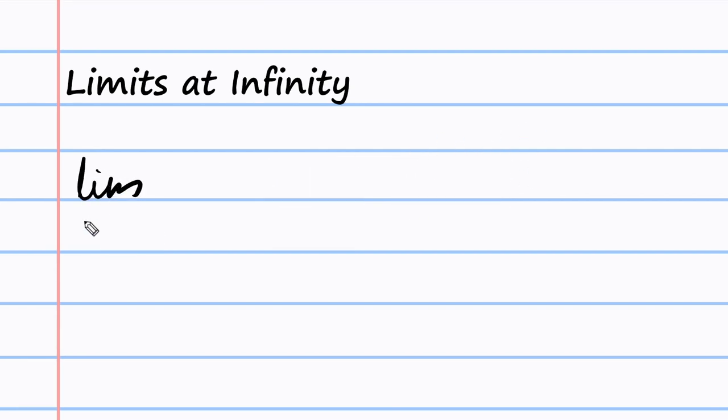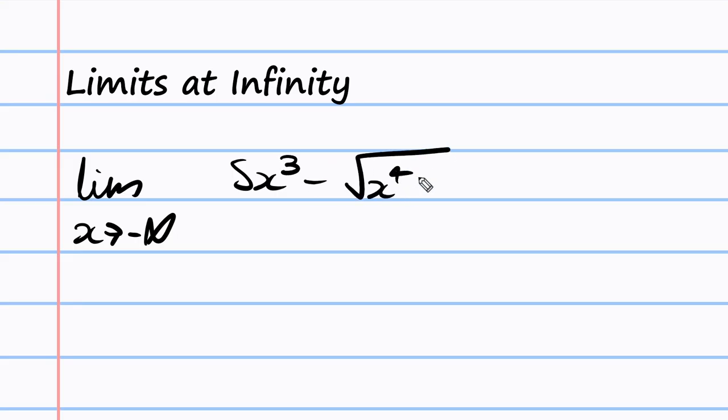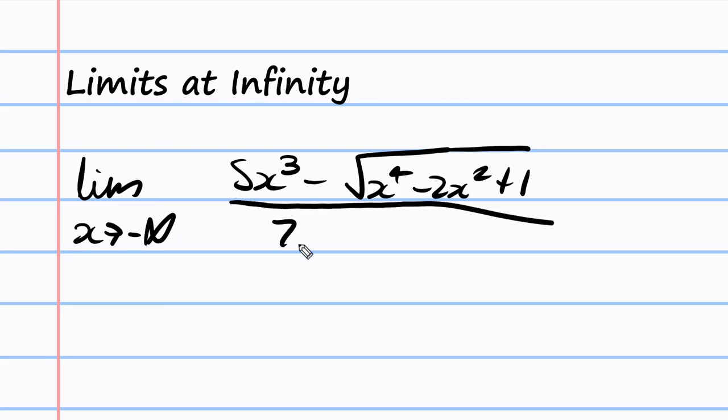Let's do one final problem where we apply everything that we have learned. The limit as x approaches negative infinity of 5x cubed minus the square root of x to the fourth minus 2x squared plus 1, divided by 7x cubed plus e to the negative x. Oh, sorry, e to the x. How would you evaluate this?